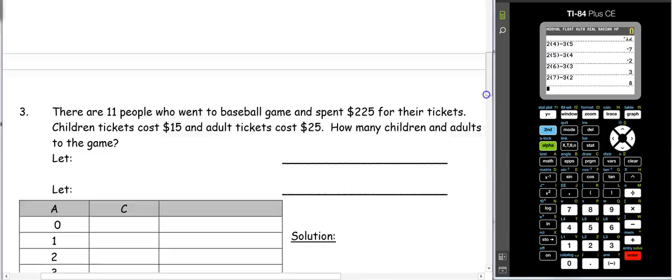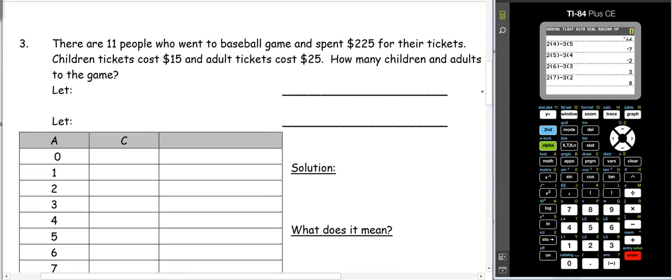So let's try one more with a story problem. Number 3, there are 11 people who went to the baseball game and spent $225 for their tickets. The children tickets cost $15 and the adult tickets cost $25. How many adults and children went to the game? So we have two variables here. We have A for adults and we have C for children.